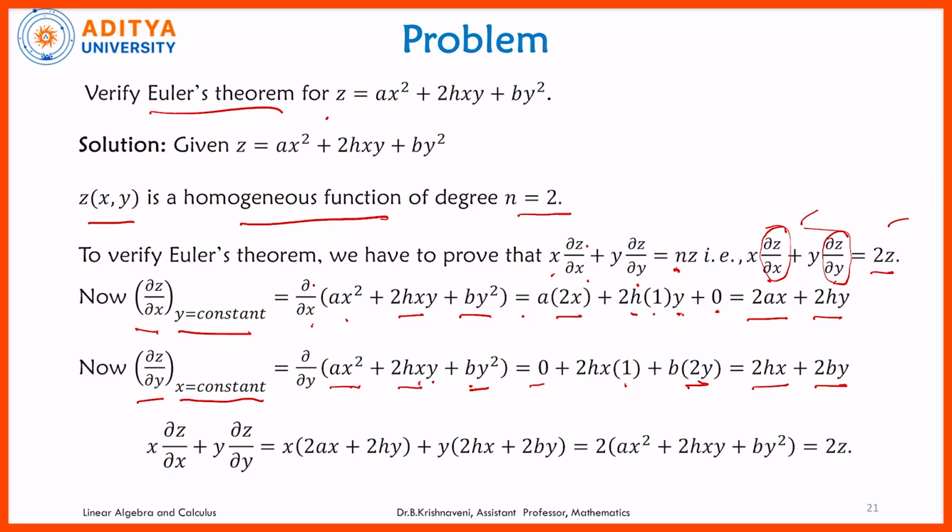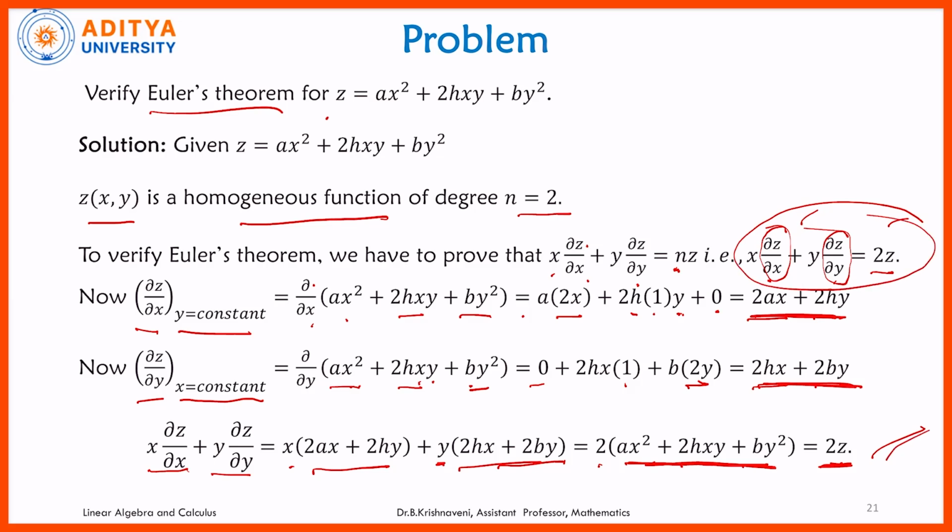Now, take LHS, that is x ∂z/∂x plus y ∂z/∂y. x into ∂z/∂x is x(2ax plus 2hy) plus y into ∂z/∂y, y(2hx plus 2by). So, which is equal to 2 into (ax² plus 2hxy plus by²). So, that is 2 into what? z, which is 2z. Verified Euler's theorem. So, here the statement we proved, hence Euler's theorem is verified.